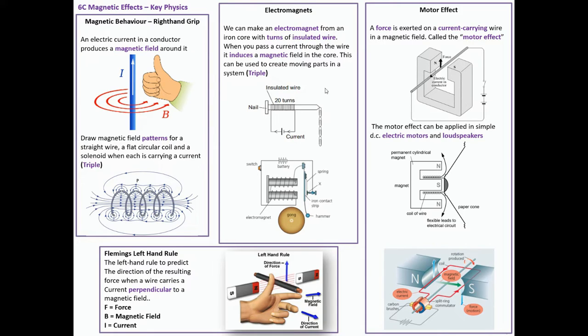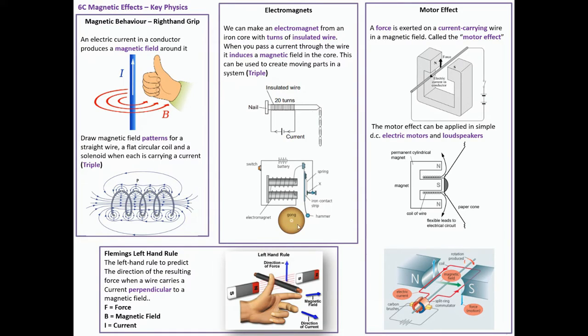Now then what we can do is make that into an electromagnet. So an electromagnet is made from an iron core typically, or a nail. We do lots of turns of insulated wire around the core, and the current then flows around the wire, not in the nail at all, just around the wire, because remember we said it's insulated. That induces a magnetic field in the core, and that can be used to create moving parts in a system.